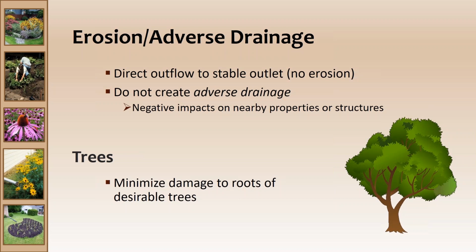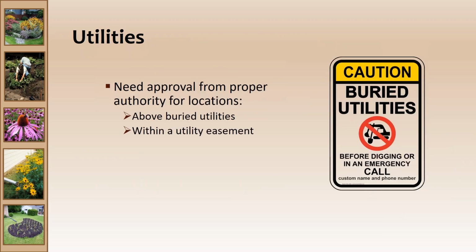Generally, this means staying outside of the drip lines of those trees. Usually what you're trying to plant and grow in a rain garden won't grow in shade either, so that's another reason to stay away from that area.